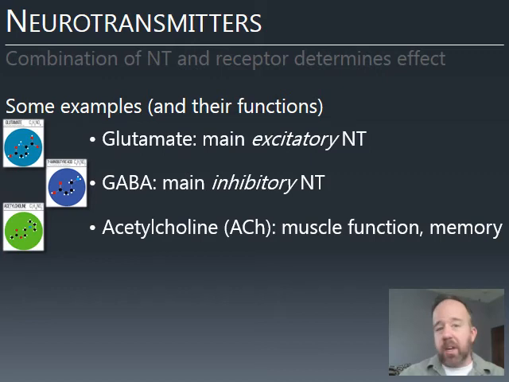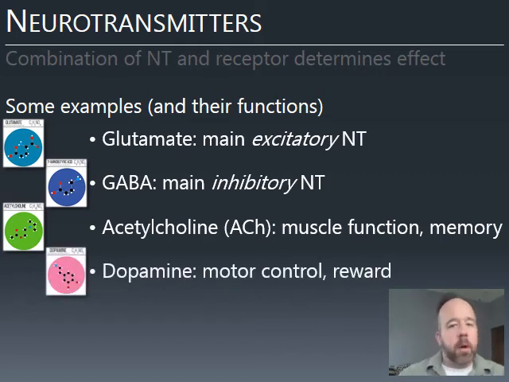Acetylcholine was actually the first neurotransmitter that was discovered. And it is involved in muscle function, so making muscles contract, and also memory. So depending on where you're looking, acetylcholine, if it's released onto muscles, will cause those muscles to contract. But inside the brain, acetylcholine synapses tend to be involved in memory. And so drugs that counteract memory loss, things like Alzheimer's drugs, tend to work through the acetylcholine system.